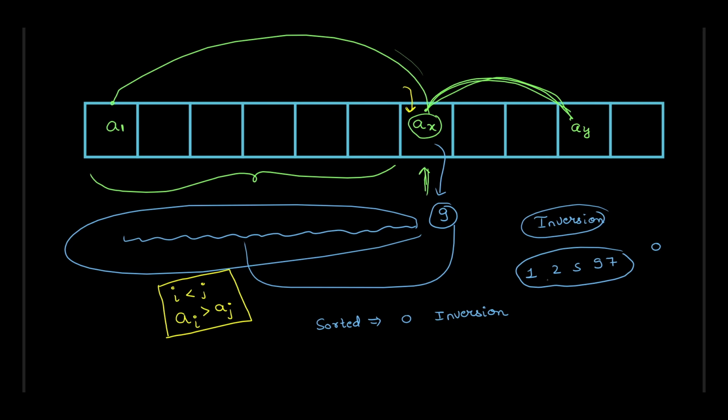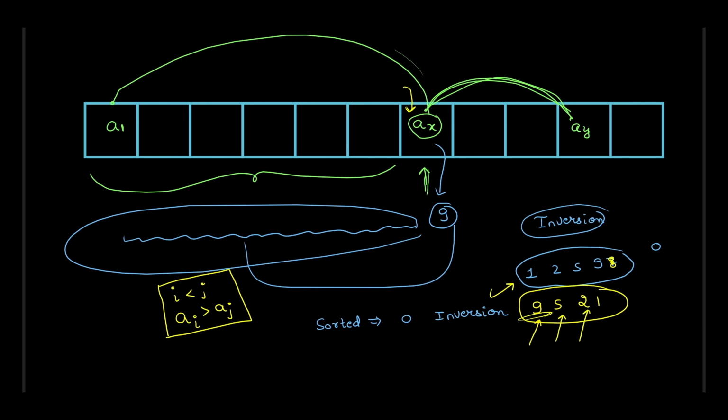So now you can see that the sorted array has the minimum number of inversions, which is 0, but the reverse sorted array will have the maximum number of inversions. And why is that true? Because the highest element you have placed over here will not be inverted with anything, since we are only looking at the left, that's fine.